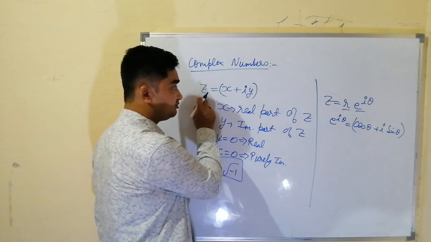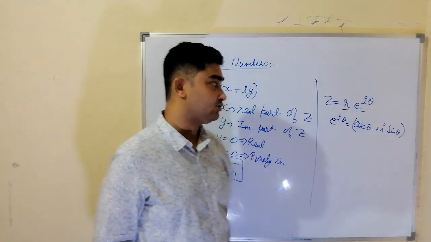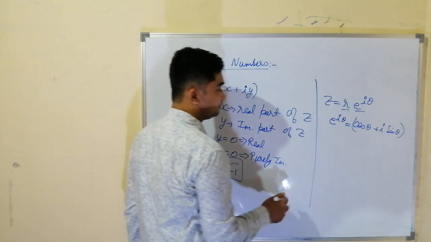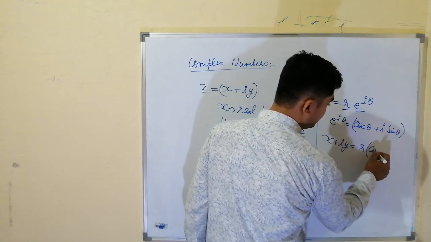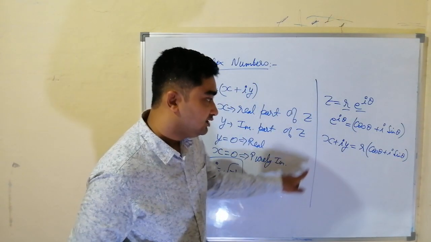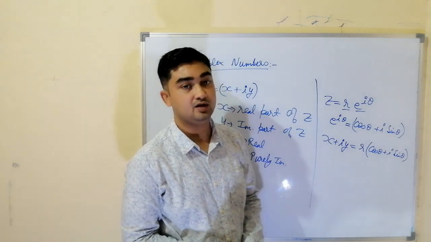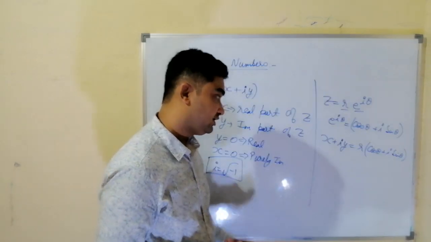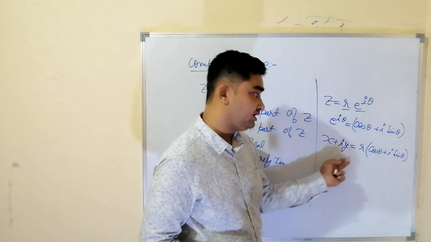Before that, a complex number can be denoted by x plus iota y, and it can also be denoted by r into e power iota theta, where e power iota theta is cos theta plus iota sin theta. So can we equate them? If we equate them, we have x plus iota y is equal to r cos theta plus iota r sin theta. Now, whenever two complex numbers are equal, the real part of the first should be equal to the real part of the second, and the imaginary part of the first should be equal to the imaginary part of the second. Then only two complex numbers can be equal.